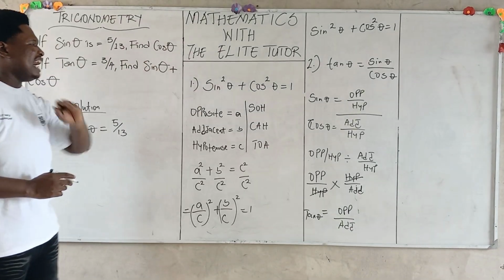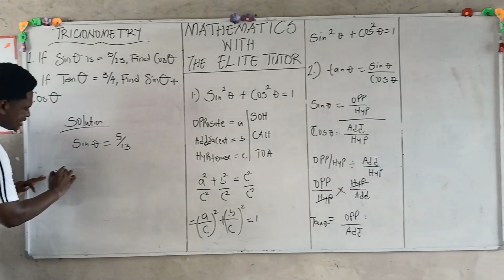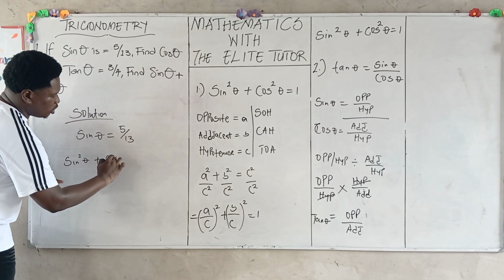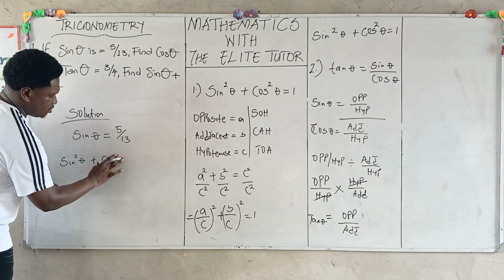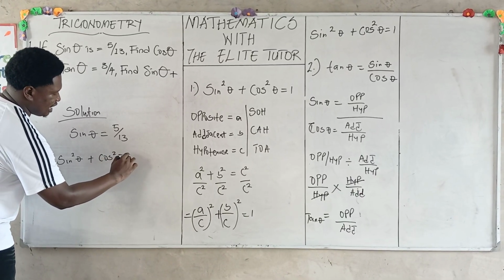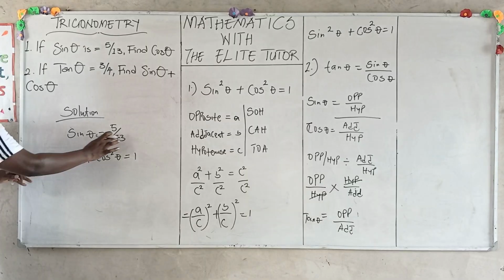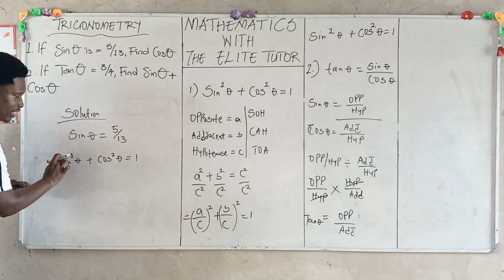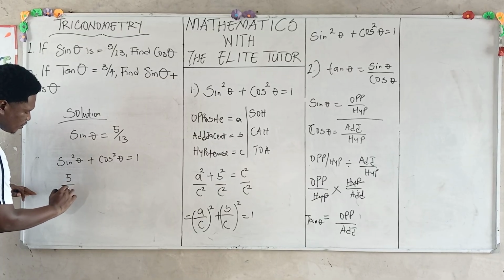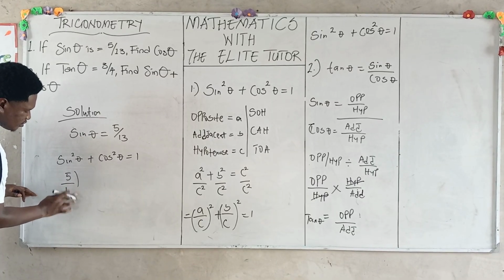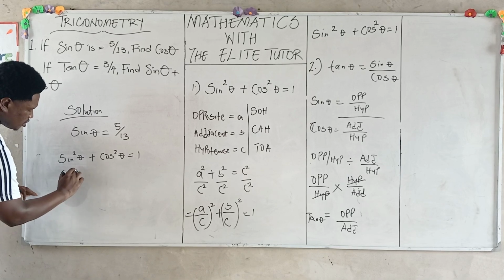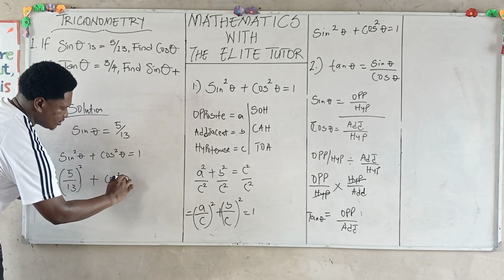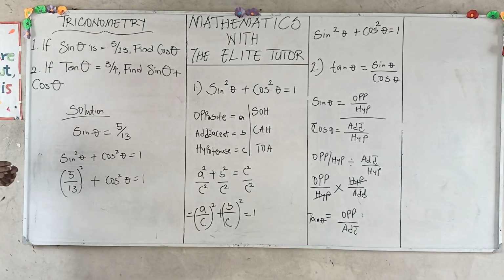Now using this trig identity, we can see that sine squared theta plus cos squared theta is equal to 1. So we already have the value for what? Our sine theta. So we have this to be what? Don't forget you have the square value. 5 over 13, 5 over 13 all squared, plus your cos squared theta is equal to 1.